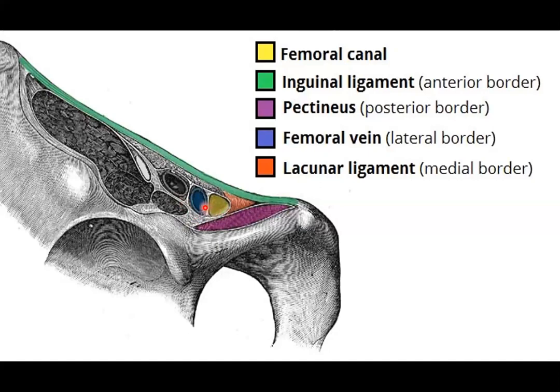One of the surgical procedures that the surgeon would do in order to relieve the strangulation is to cut through this lacunar ligament, to relieve the obstruction of the blood vessels. So don't forget about this lacunar ligament. This is the femoral canal in close proximity. That's clear, guys? Am I going too fast for you, or is this appropriate?